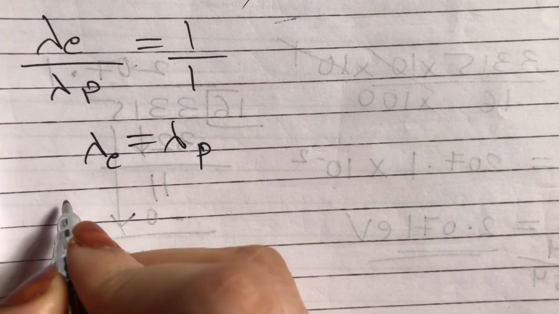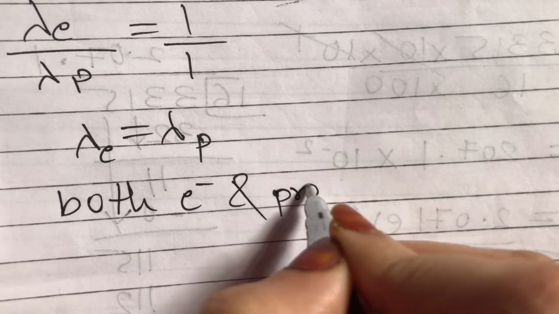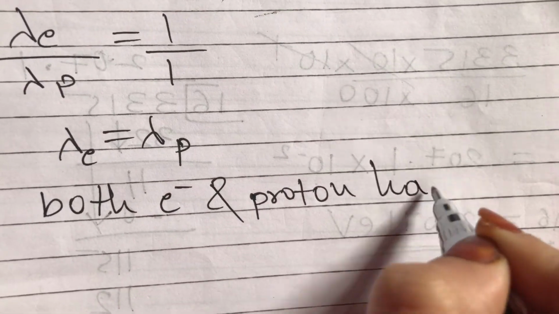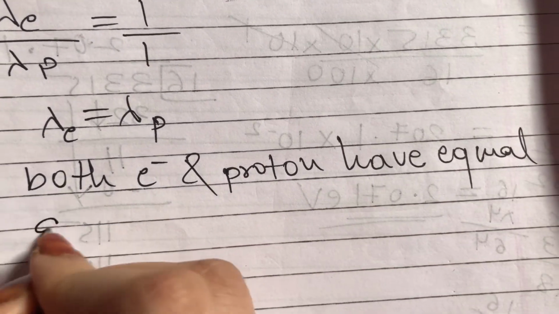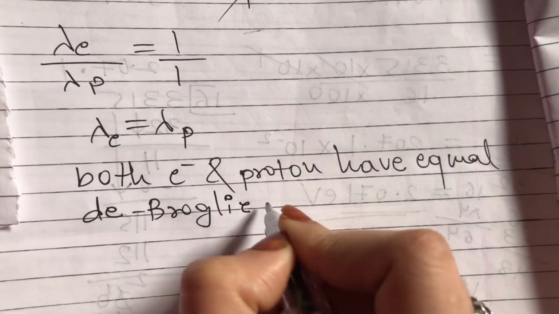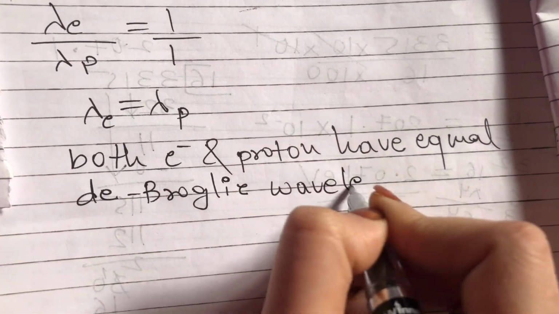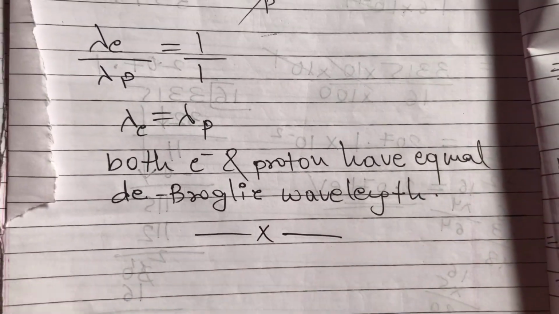In this case we will write both electron and proton have equal de Broglie wavelength. And here the numerical ends.